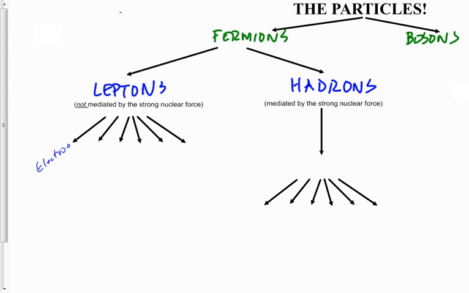That's simply how we distinguish the two types of fermions. We have to have some way of classifying them, right? And that's the way that we use to classify them.